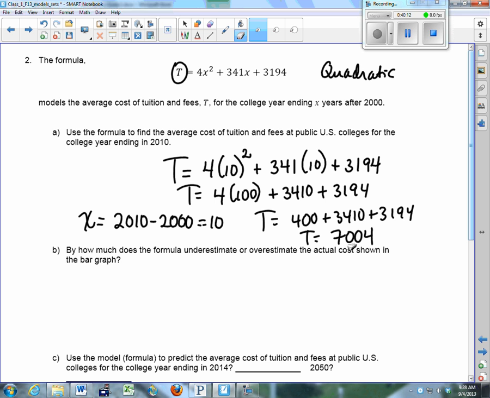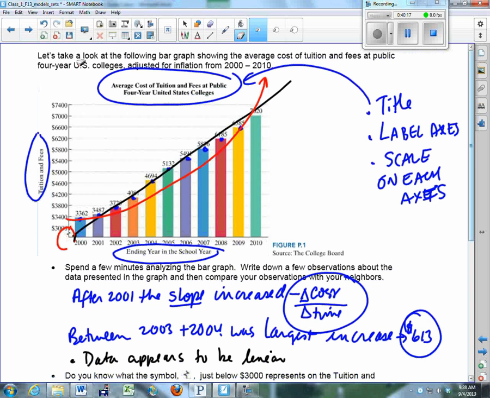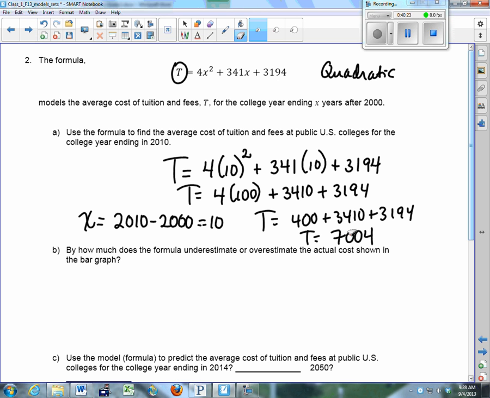And is this an overestimate or an underestimate if we go back and look at the real data back here? What was it in 2010? 7,020. So what is 7,004? Under or over that? Under. So this is a little bit under. It's an underestimate. And it's underestimating it by only 16 bucks, right? So it's not bad. It's pretty darn close. This model's doing a pretty good job.